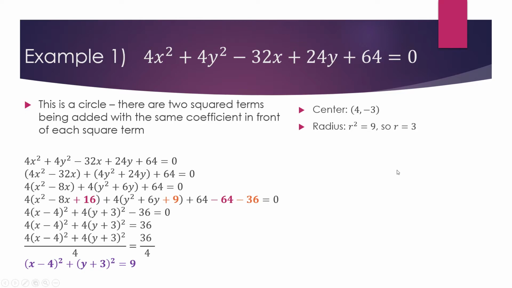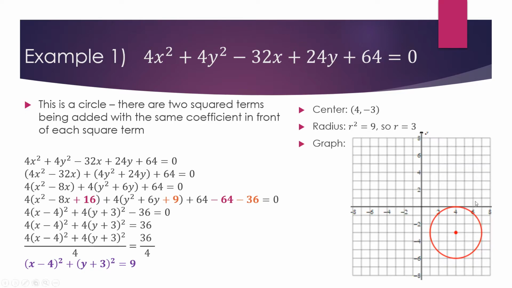And using that information, we can make a graph. The first thing you would put on your graph is your center, the point 4 comma negative 3. Since our radius is 3, you can go 3 in whatever direction you want. I tend to go up, down, left, and right. So if I go 3 spaces up, put a point, 3 spaces down, put a point, 3 spaces to the left of the center, put a point, 3 spaces to the right of the center, put a point, and then using those 4 points, you can sketch in your circle.